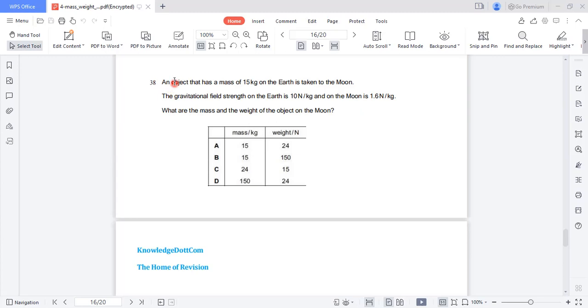Number 38. An object has a mass of 15 kg. So mass is known. It means we know the mass of an object, and it is taken from the earth to the moon. The gravitational field strength on the earth's surface is 10, and on the moon it is 1.6.